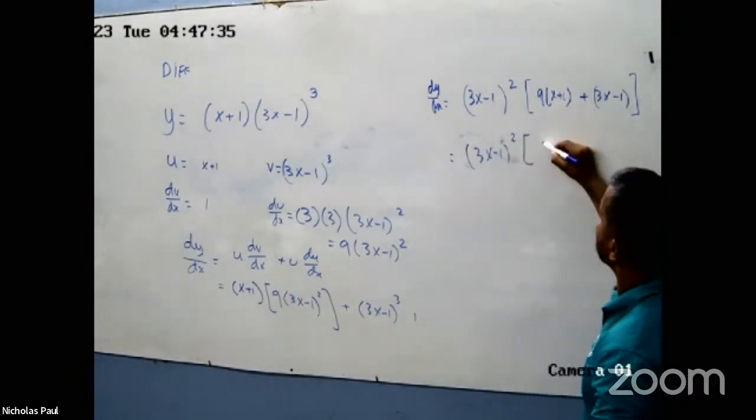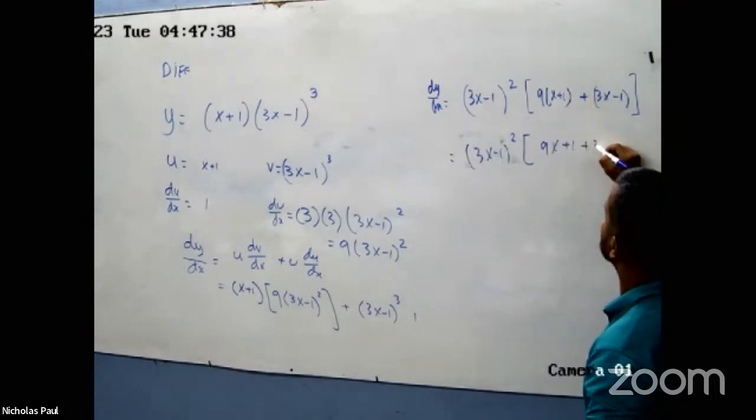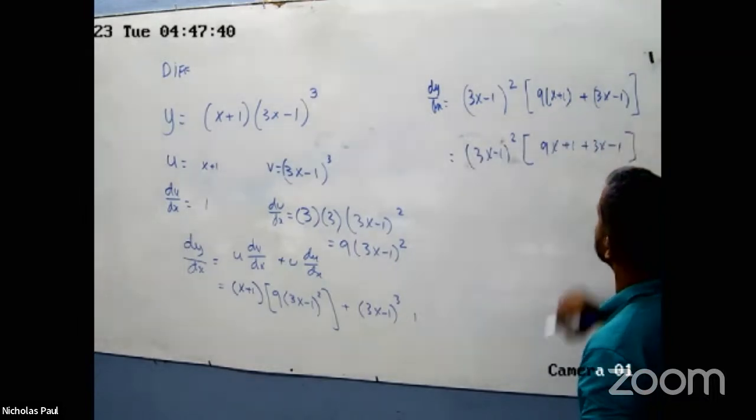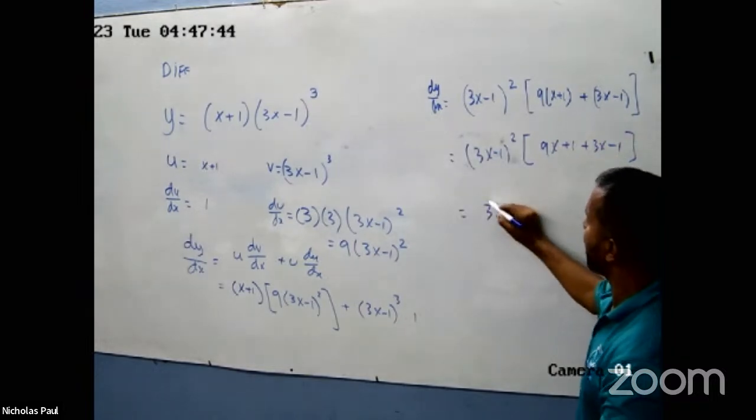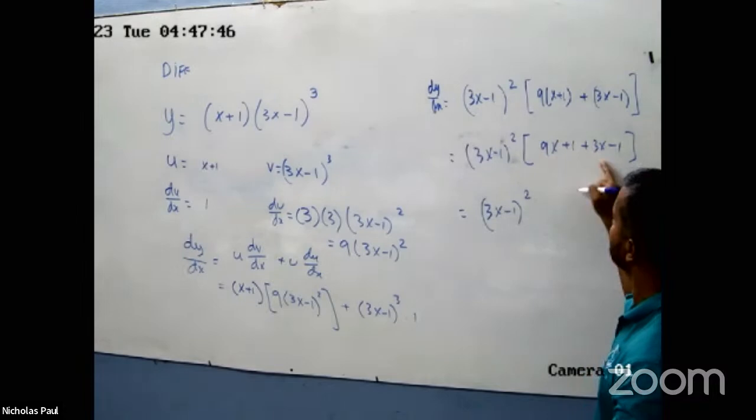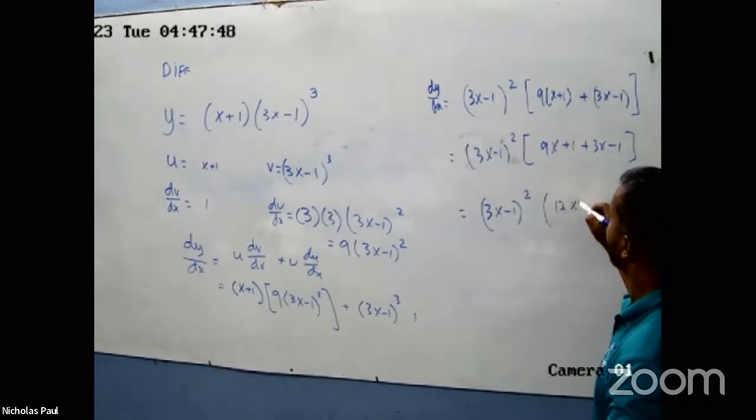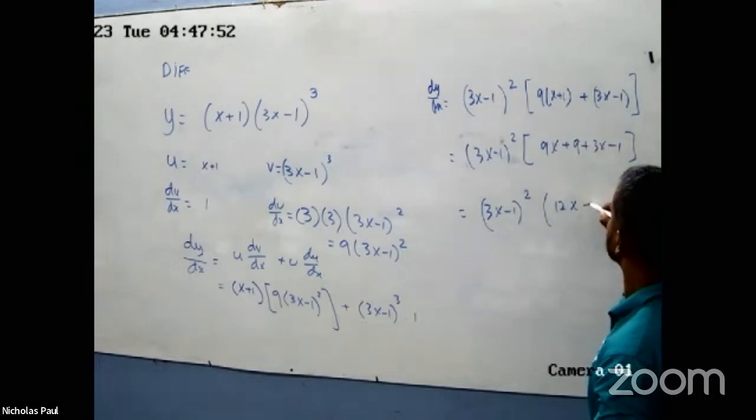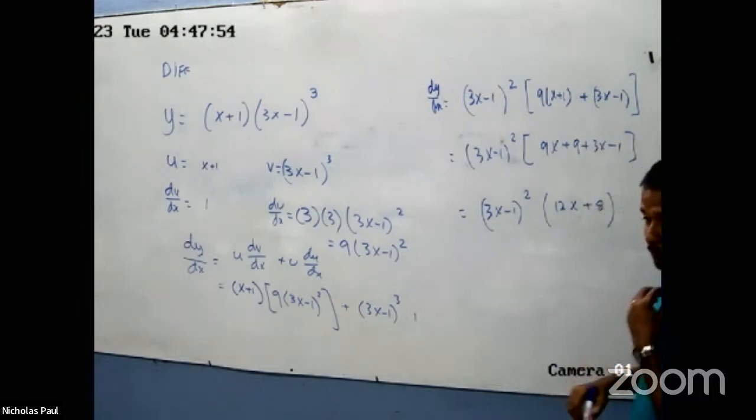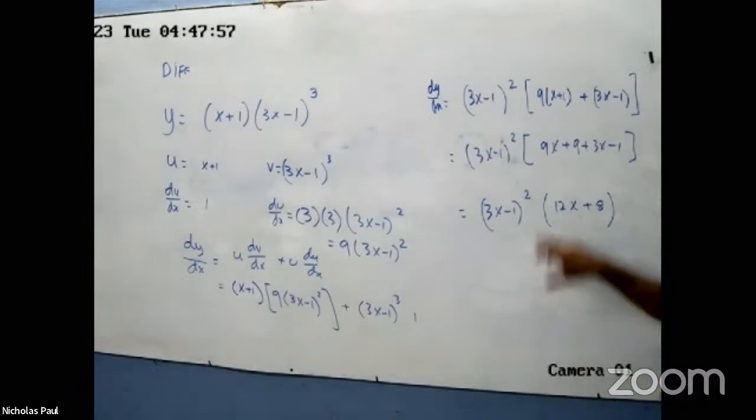Here is 9x plus 1 plus 3x minus 1. The ones will cancel, and you'll get 3x minus 1 squared by 12x. Sorry, this is 9. So I'll multiply it out. Anybody got all the way there? Very good. Any questions? Those who didn't get it?